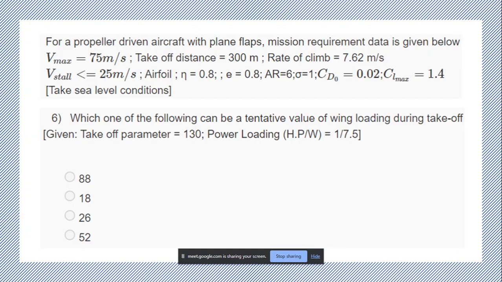Okay. Let's go to the next question. So for the same data given, we go to the next question. Which of the following can be a tentative value of wing loading during takeoff? So this was wing loading during stall. Now we have to find out the wing loading during takeoff. They've given you the takeoff parameter. They've given you the power loading, that is horsepower, HP upon W. Again, take a moment and try to tell me how to proceed with this. Read the question. It is wing loading during takeoff.